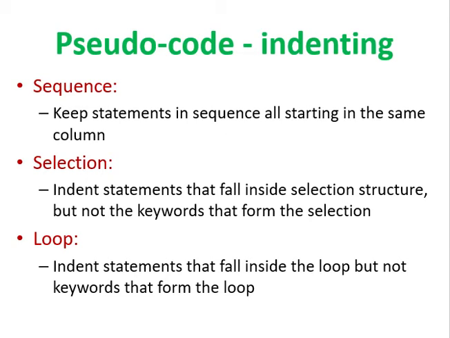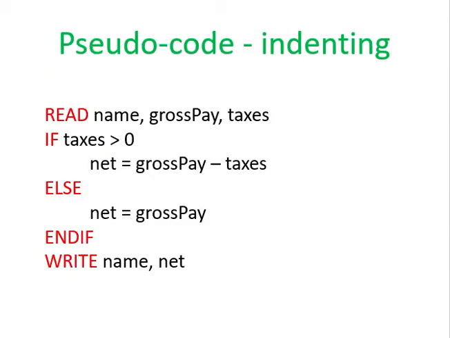Indenting control statements. First, in indenting, if we see Read name, gross pay, taxes. If the tax is greater than 0, then what happens: net equals gross pay minus taxes. Otherwise, net equals gross pay. Here is the example for selection indenting, where we use the if else statement, and once we read the statement, we have to write what we need to show in the output.